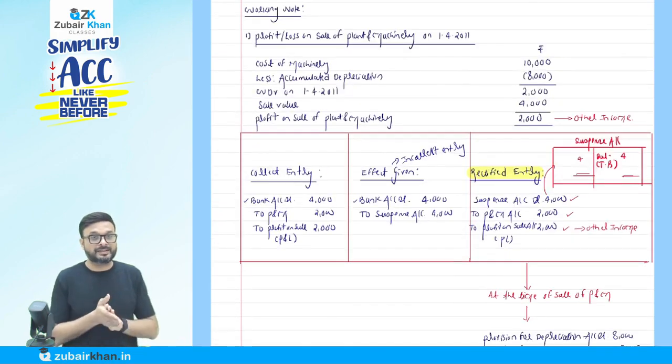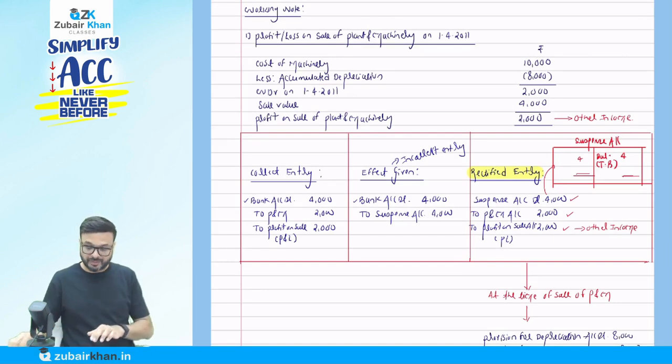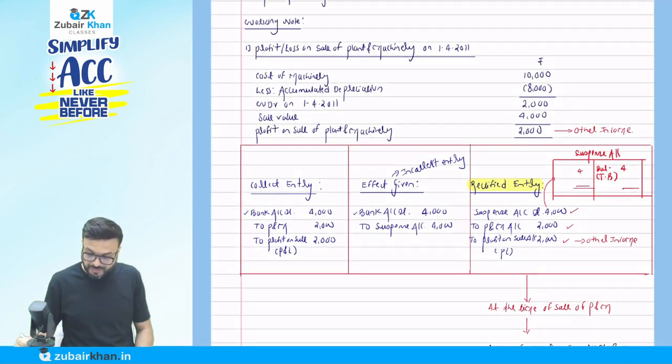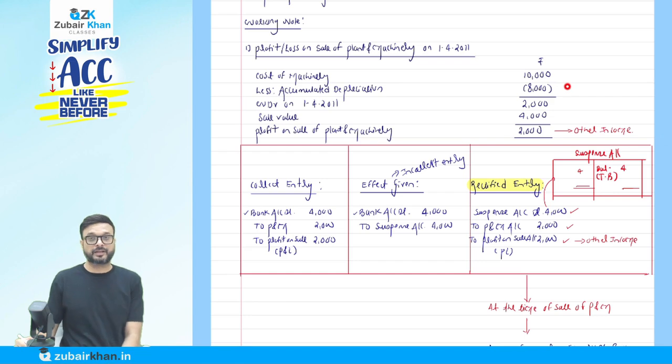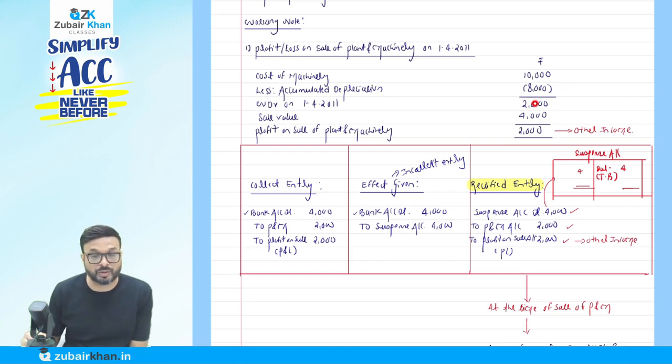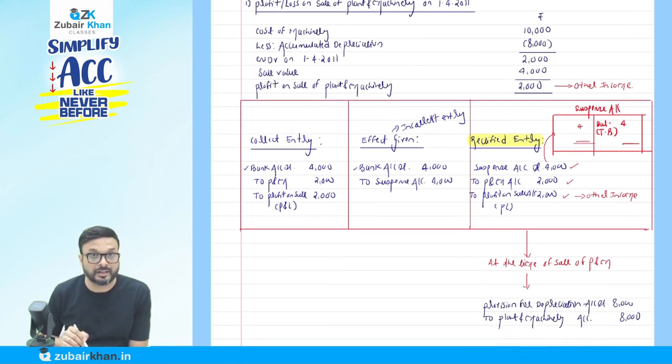Now, what is the correct entry when we sell an asset? First of all, the cost of the asset was 10,000. Accumulated depreciation on it was 8,000, so its value was 2,000. We sold it at 4,000. So we make a profit of 2,000. What is the correct entry when we sell it? Bank account should be debited by 4 because we sold at 4. The value of the plant and machinery was 2, so credit the plant and machinery by 2.